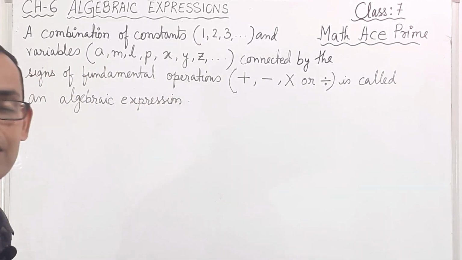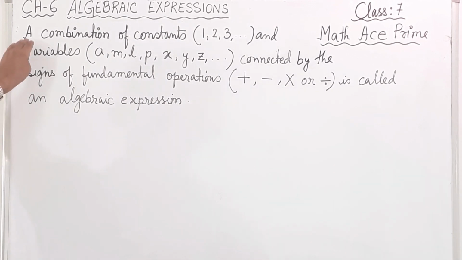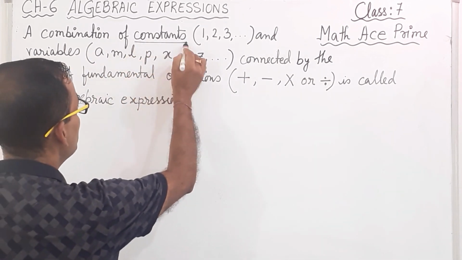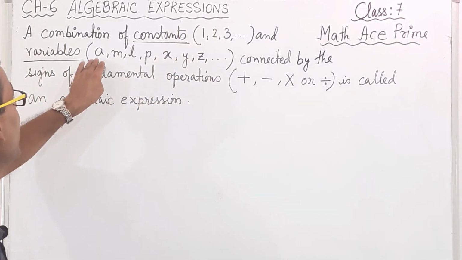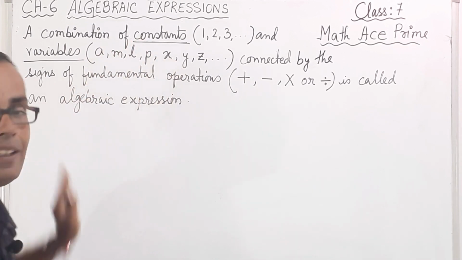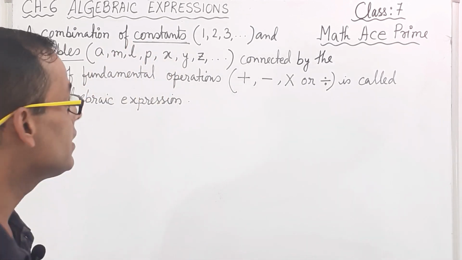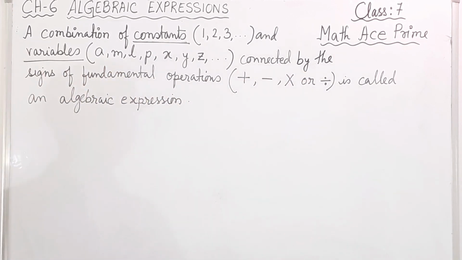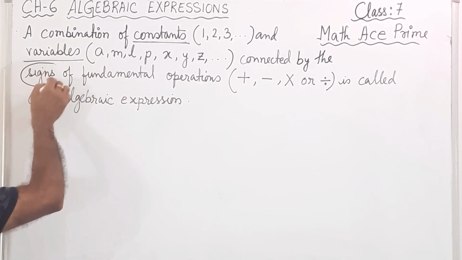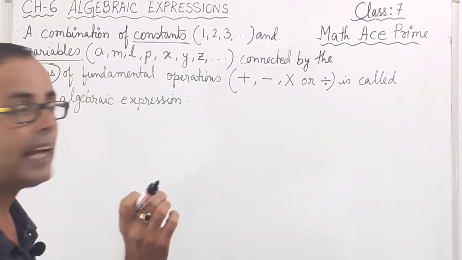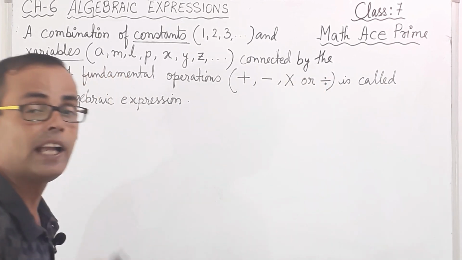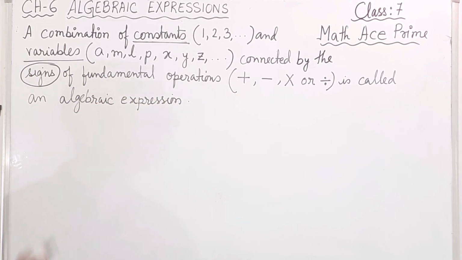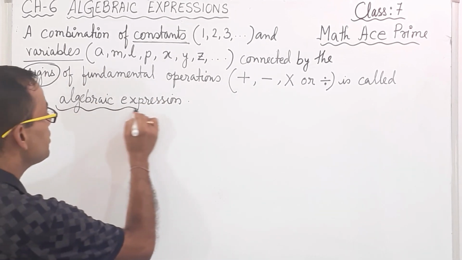Okay. Now we will understand what is an algebraic expression. A combination of constants and variables. In our previous part, we studied what are constants and what are variables. So constants are 1, 2, 3, 4, 5, 6 and variables are x, y, z, a, m, l. These are variables, or we can say literals, connected by the signs of fundamental operations. Means they are attached with the signs. What are the signs? Plus, minus, multiplication or division, and that only is known as an algebraic expression.